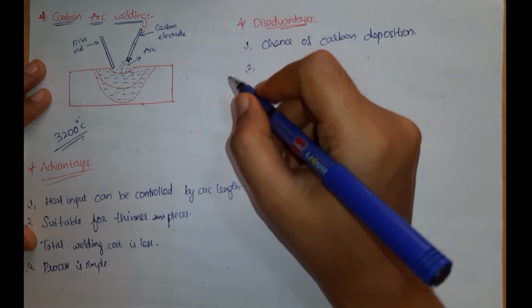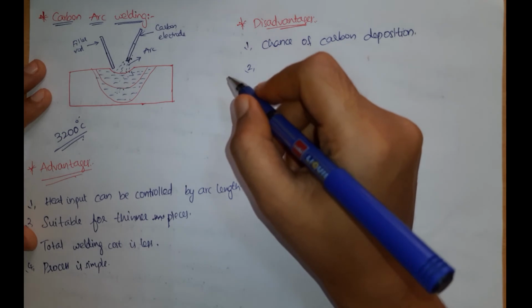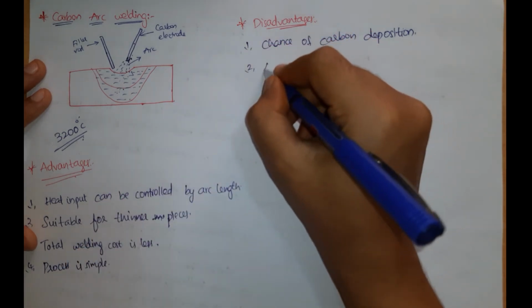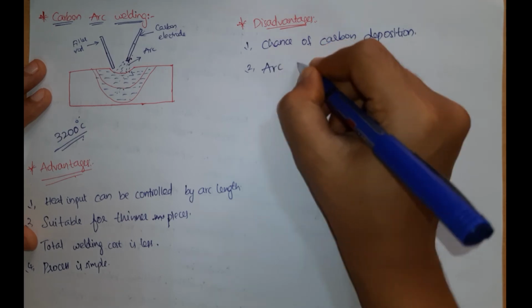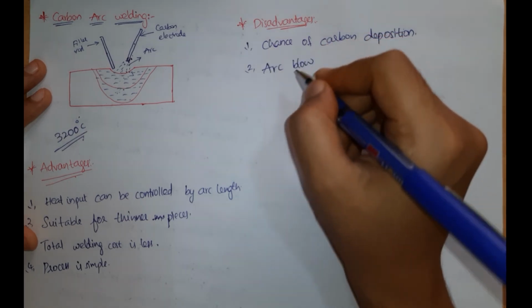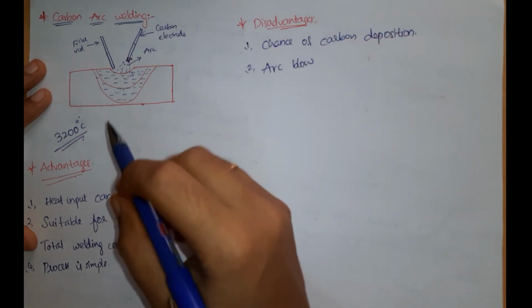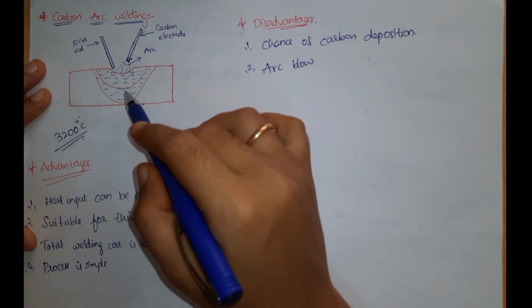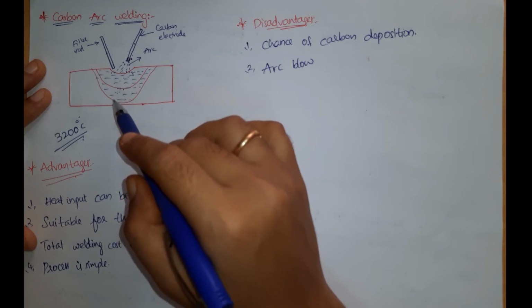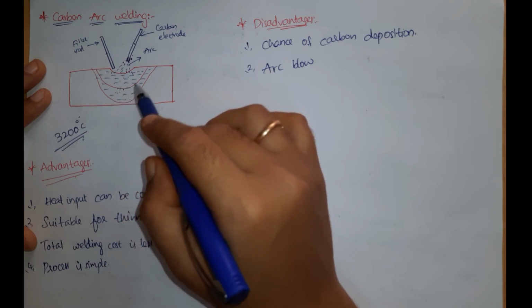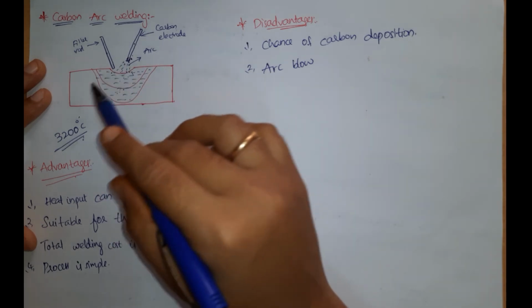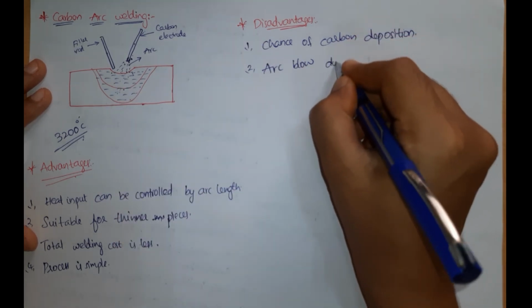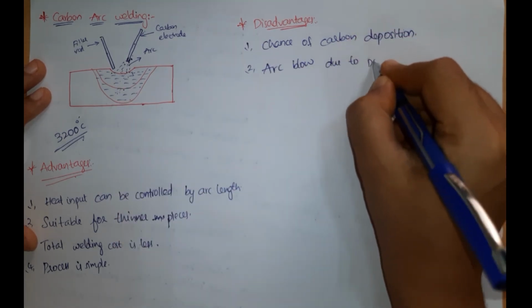The second disadvantage is that, as we are using DC here, there is a chance of arc blow, right? Arc blow may cause unequal heating or improper heating of the metal workpiece, due to which arc holes may form on the workpiece, which is not necessary. Arc blow is due to DC supply, right?